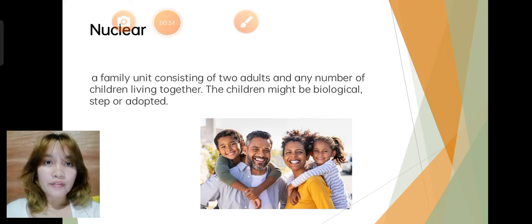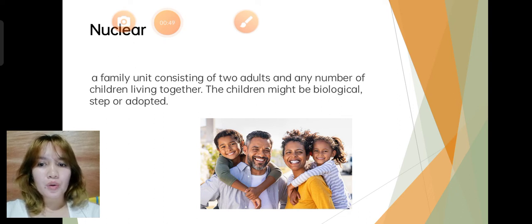A nuclear family is a family unit consisting of two adults and any number of children living together. The children might be biological, step, or adopted. But sometimes the family might be considered to include unmarried children in the household if the couple doesn't have children yet.